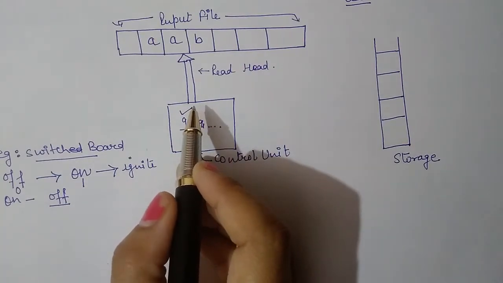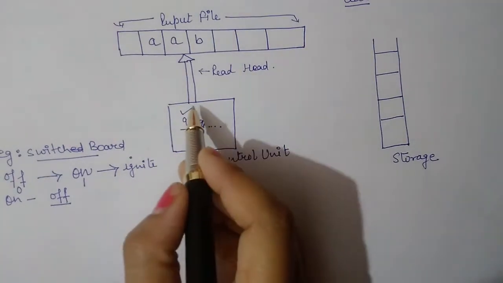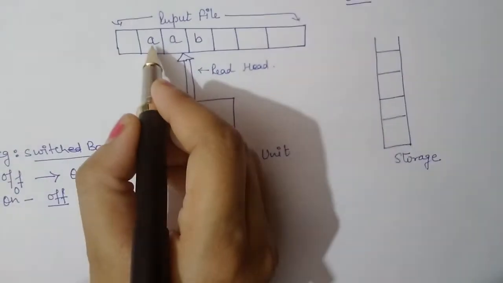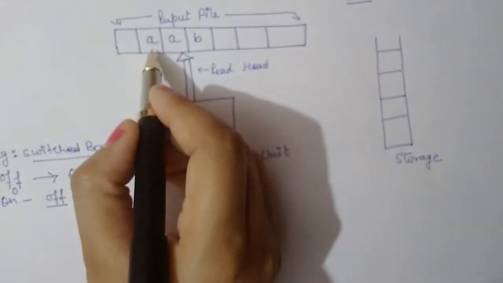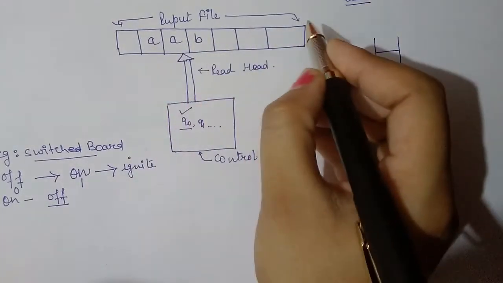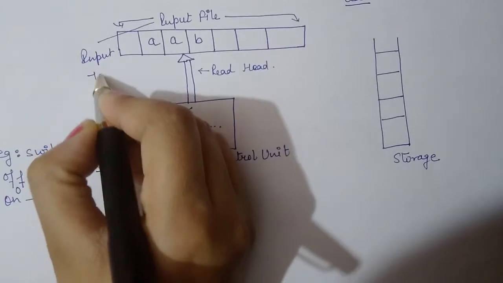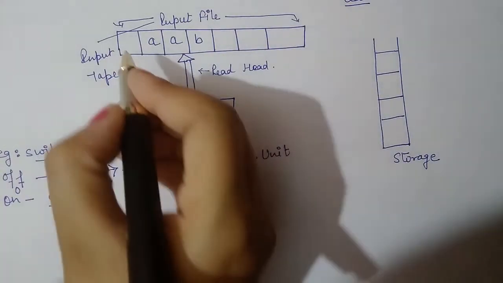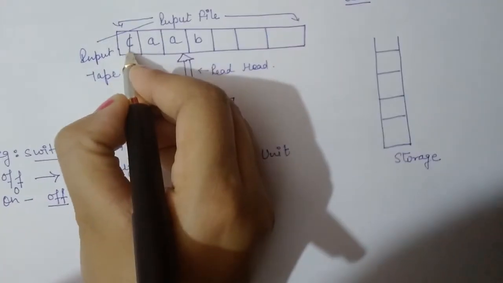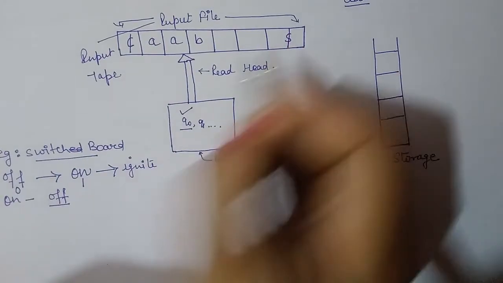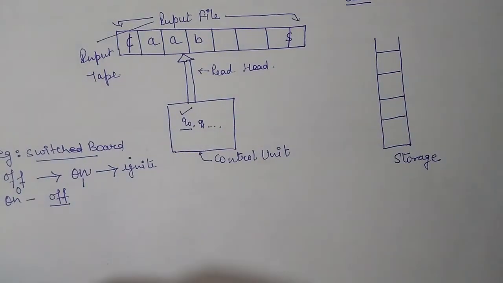What is the meaning of read head? Read head is actually a head that is responsible to read the content, or you can say read the input, from the input tape. And another name for this is also input tape. This is called the input tape. And in the case of finite automata, I am taking the example of finite automata this time. I am discussing the block diagram of finite automata this time.